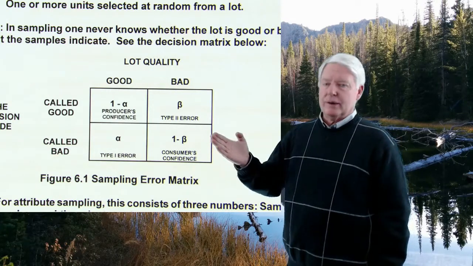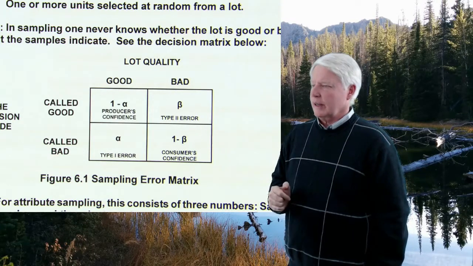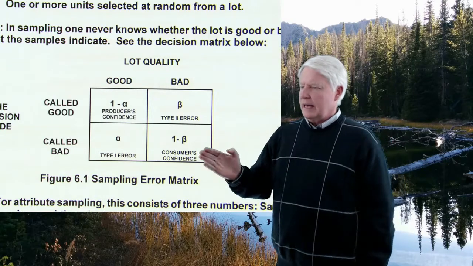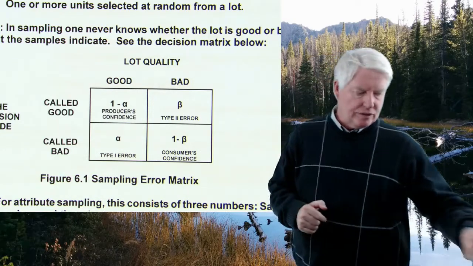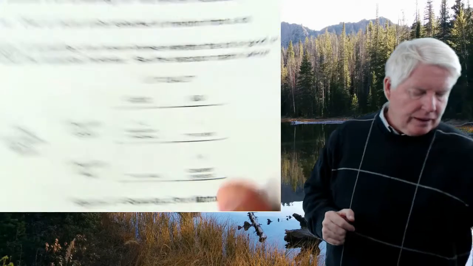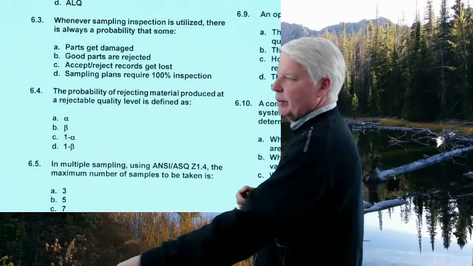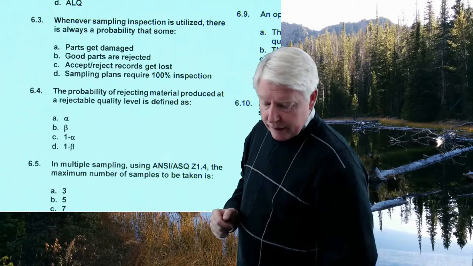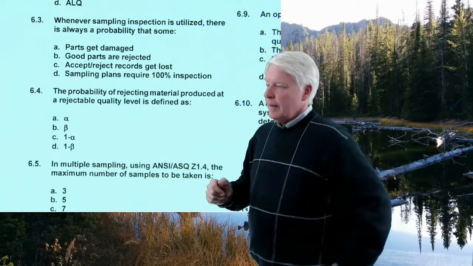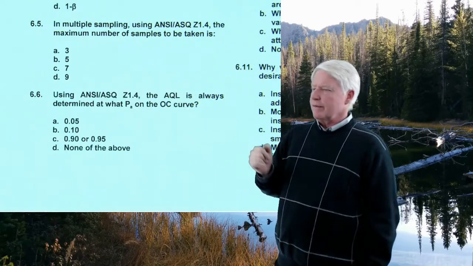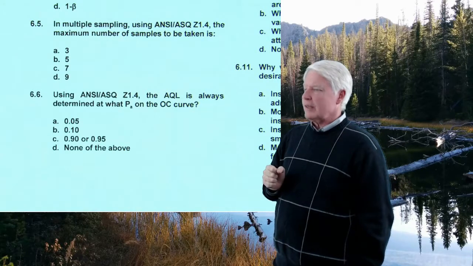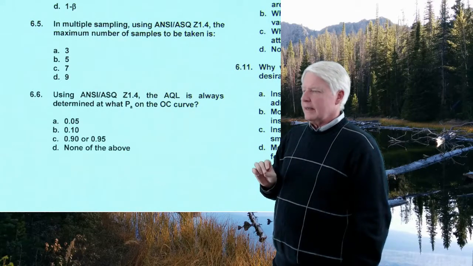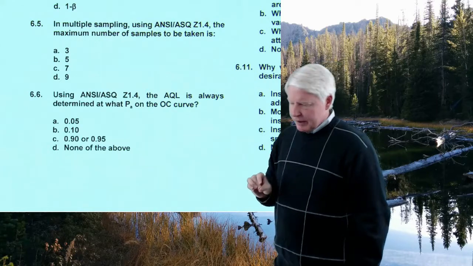So very important matrix. I'm sure that one's in your critical stack, and you need to have that available when you take the test. Very, very important. So from that one, I already know it's 1 minus beta, and that is D. 6.4 is D, no doubt. Yes, it is. Using ANSI ASQ Z1.4, the AQL is always determined at what probability of acceptance on the OC curve.